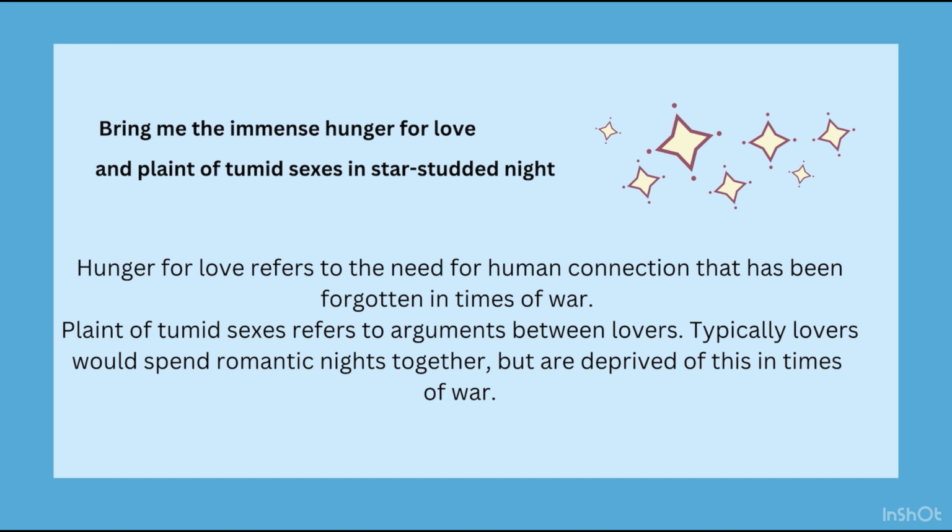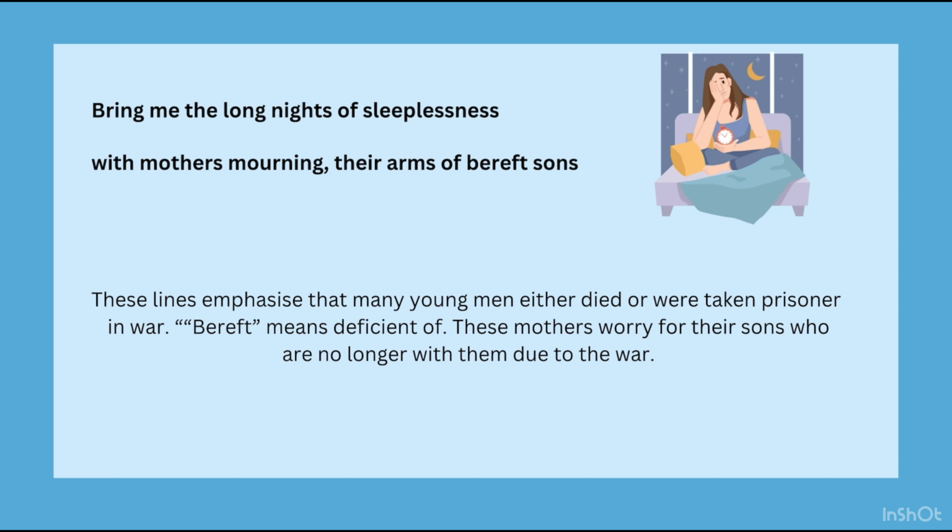Plaint of tumid sexes refers to arguments between lovers. Typically, lovers would spend romantic nights together, but they are deprived of this in times of war. This line emphasizes the separation from loved ones and the need for companionship.